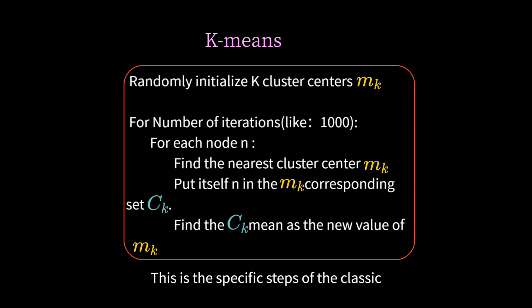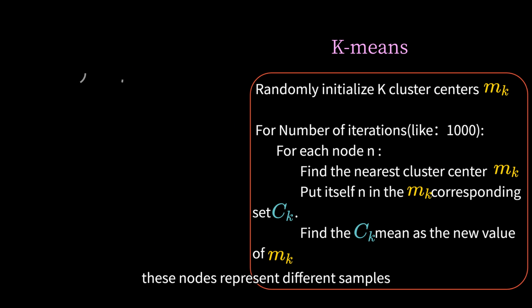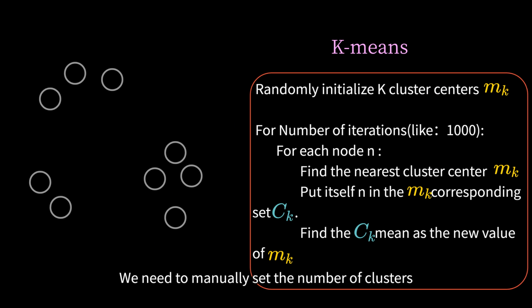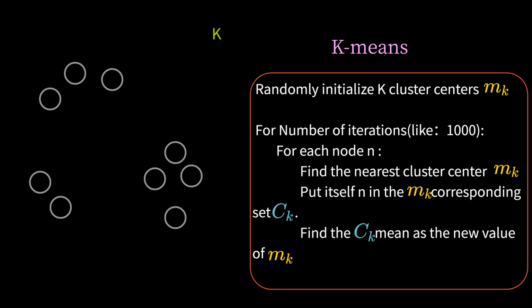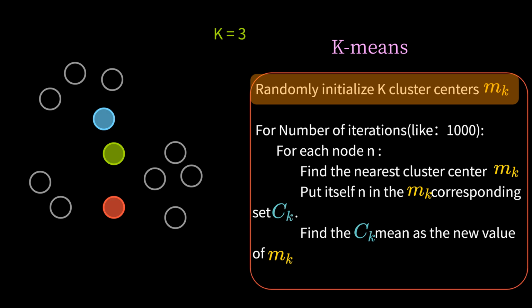These are the specific steps of the classic k-means algorithm. Let's take an example. These nodes represent different samples. We need to manually set the number of clusters k first. Obviously, 3 is the most suitable here. Then, k clusters need to be initialized, that is, 3 cluster centers mk.